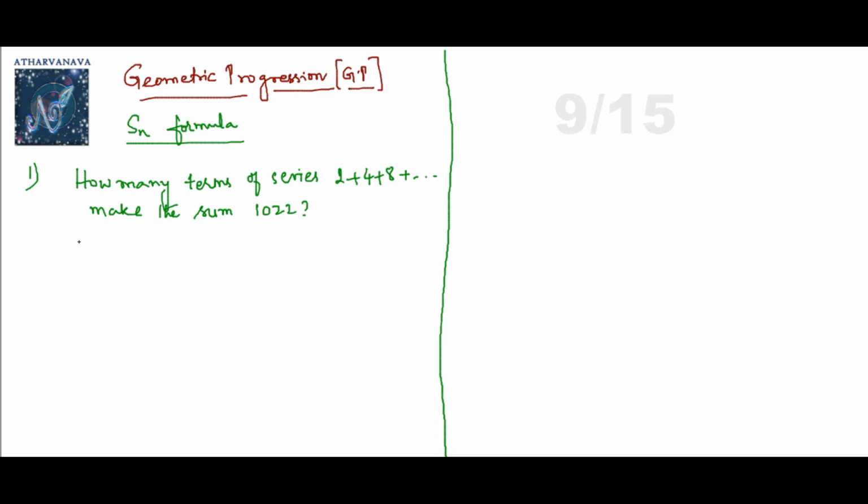How many terms of the series 2 plus 4 plus 8 and so on make the sum 1022? This is the question. From the sequence we can understand that A, the first term, is 2. Though here it is representing plus, please don't get confused that it is AP. Never ever is it said that plus represents AP.